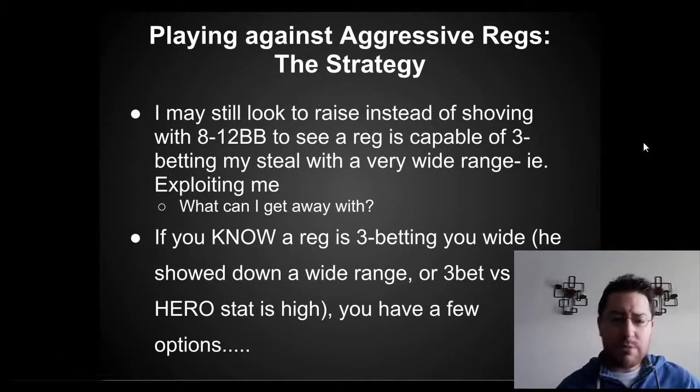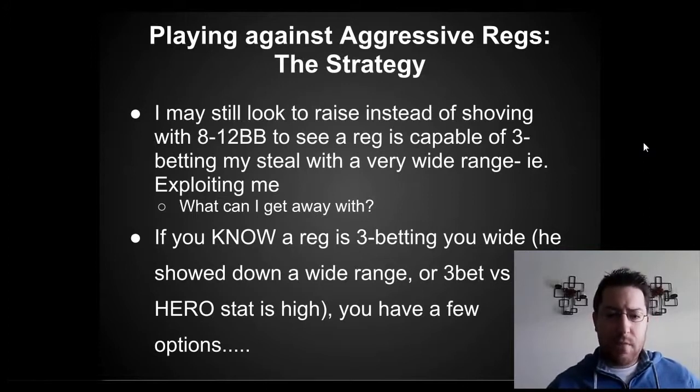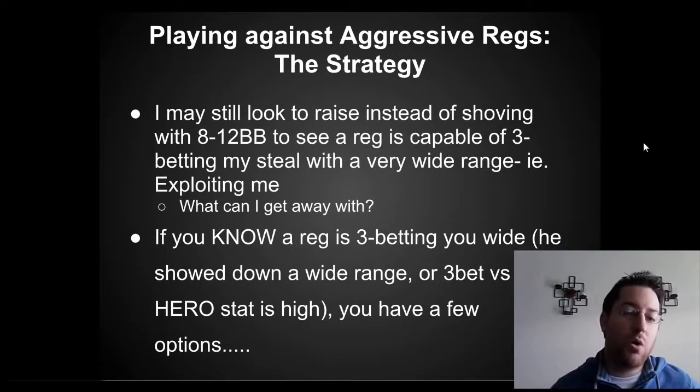So what I'm essentially going to do versus these regs, I still know they're not going to flat. I want to see what I can get away with. That's what I always want to do. Say you sit at a table and identify a guy as an aggressive reg, he's going to be in your big blind for the majority of the game. So figure out what you can get away with, and then go from there. And don't make an assumption until you know the specific range.